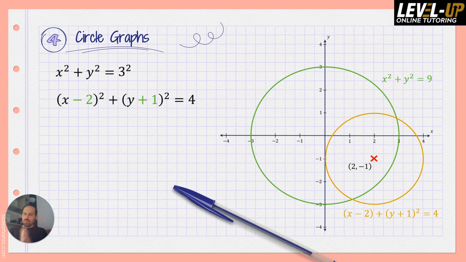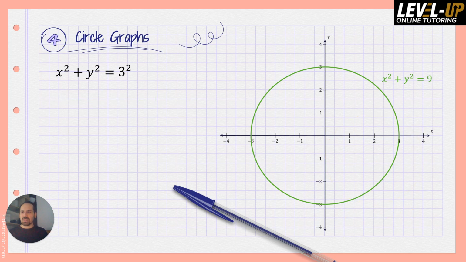I can't get into too much explanation as to why that is. Something to be aware of. We'll look at that more when it comes to transformation of graphs. Most of the time we see something like this, where it's centered on the origin. So this is what we need to be most familiar with.